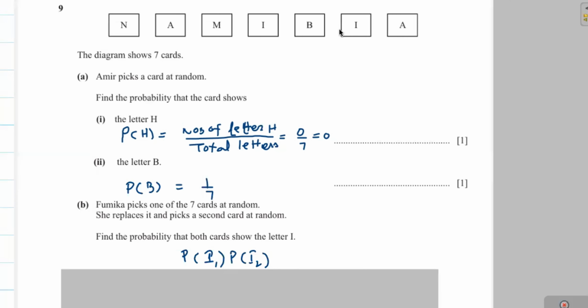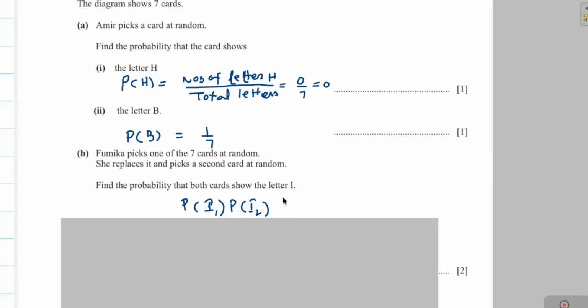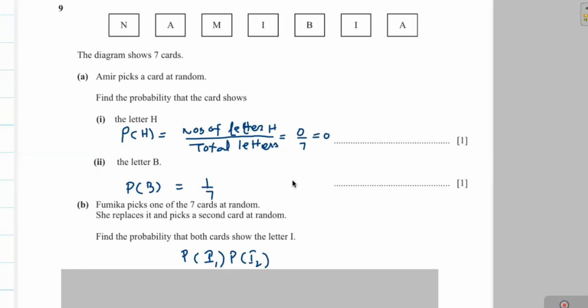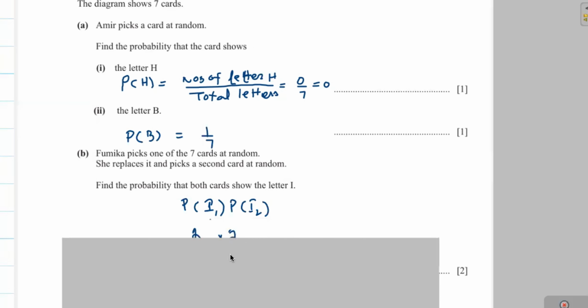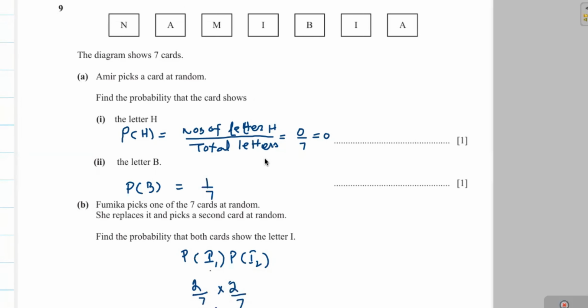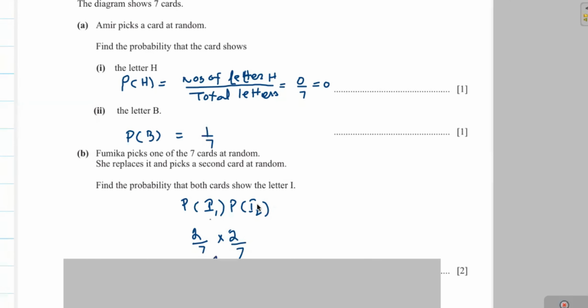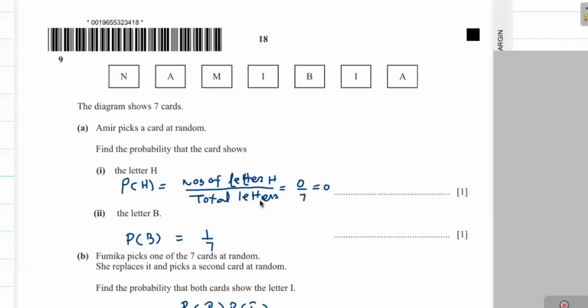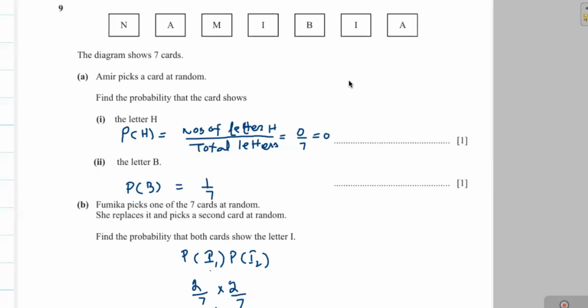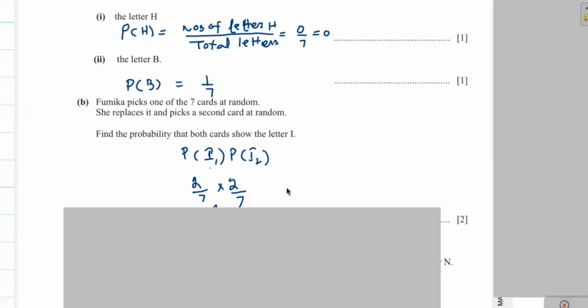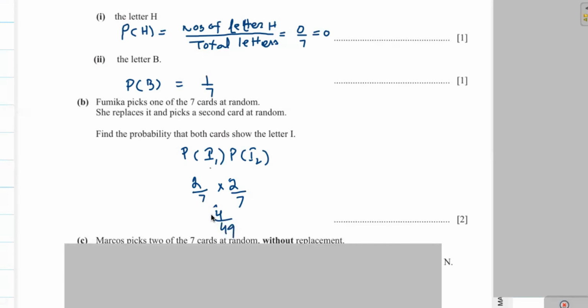Look here, the total cards are 7. When she picks the first card I, the I cards here are 2. So we write 2 over 7 for the first card. The probability of P(I1) will be 2 over 7. When she picks the second card and it is also I, we write again 2 over 7, because she replaced the card. The probability becomes 4 over 49.